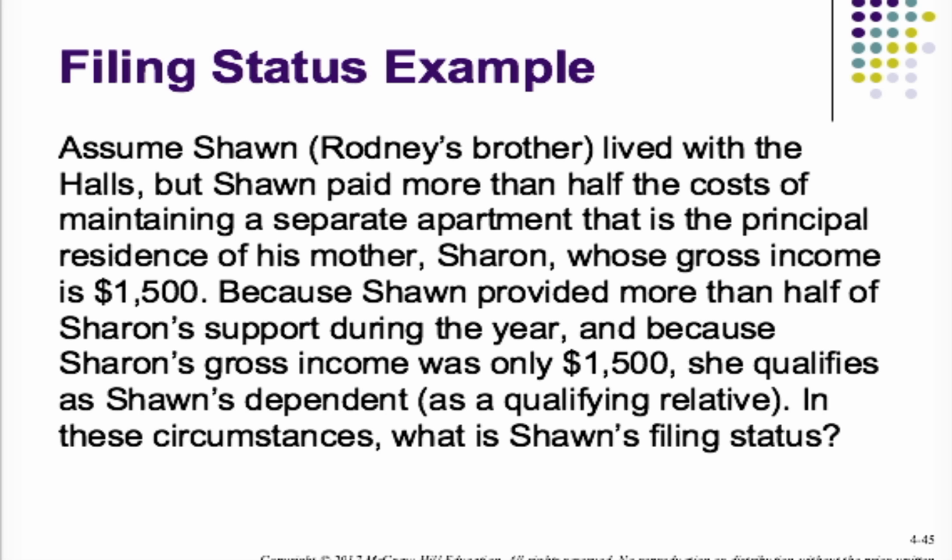Final example here, assume Sean, who's Rodney's brother, lived with the Halls, but Sean paid more than half the costs of maintaining a separate apartment that is the principal residence of his mother, Sharon, whose gross income is $1,500. Because Sean provided more than half of Sharon's support during the year, and because Sharon's gross income was only $1,500, she qualifies as Sean's dependent as a qualifying relative. In these circumstances, what is Sean's filing status? Okay. So again, we're going to look at the most beneficial status that Sean could possibly have.